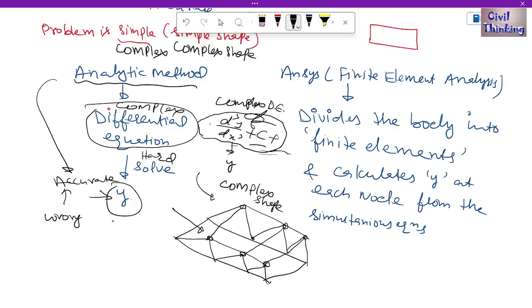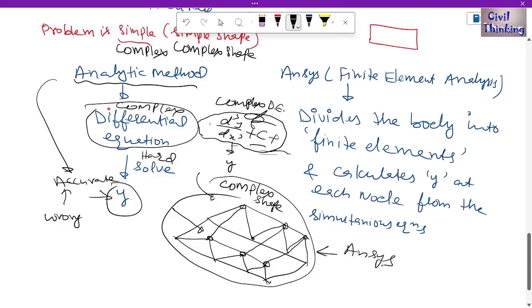So to handle this, in this complex shape we will use Ansys, because it uses finite element analysis. It will convert every part of this, every component of this truss, for example the truss bridge, into finite elements. For example, it will place nodes, and then it will calculate all the required results, whatever we need. So that is the main difference.